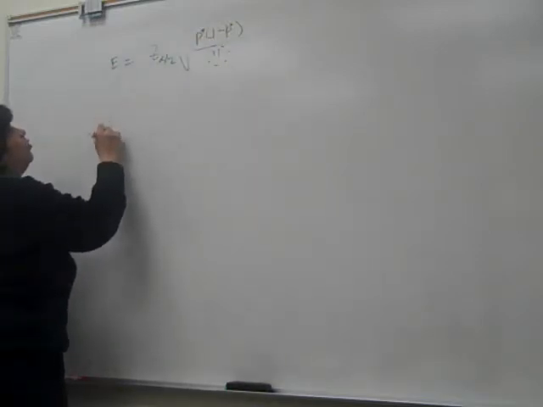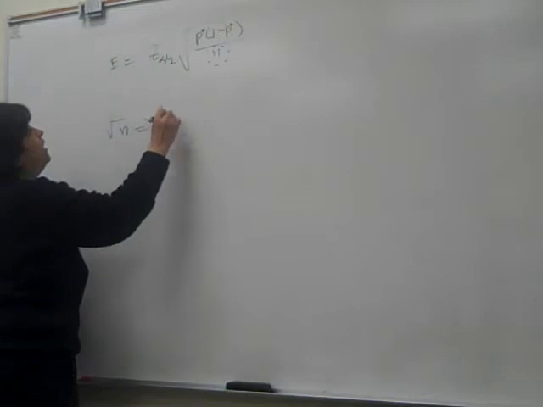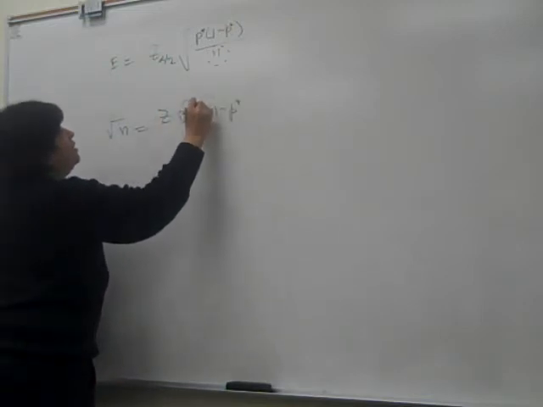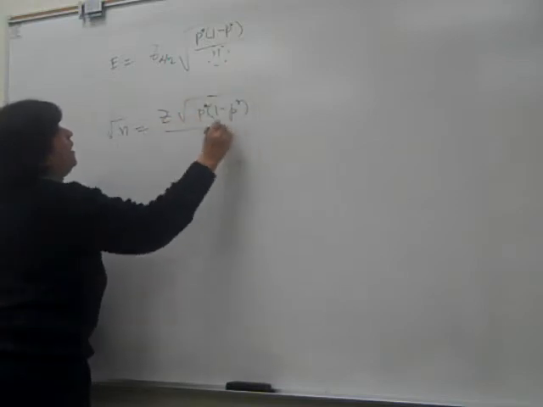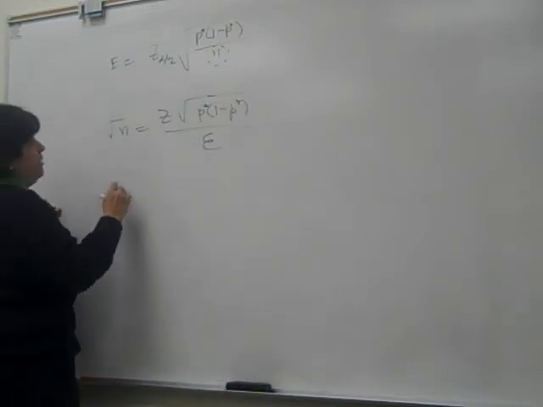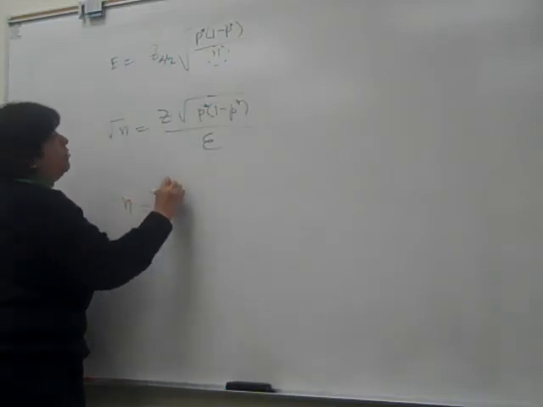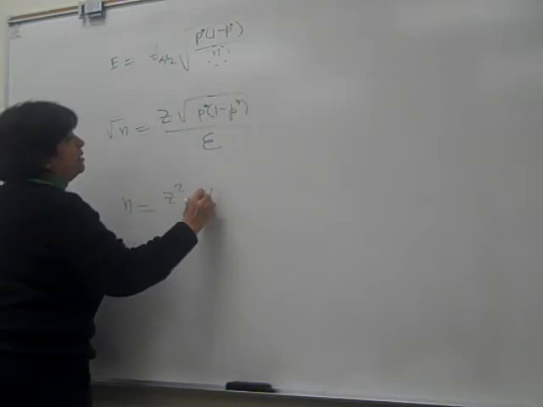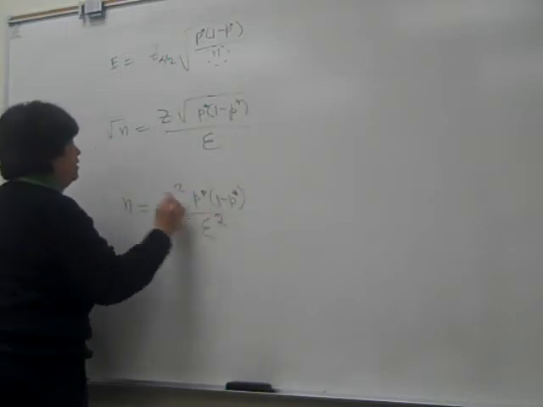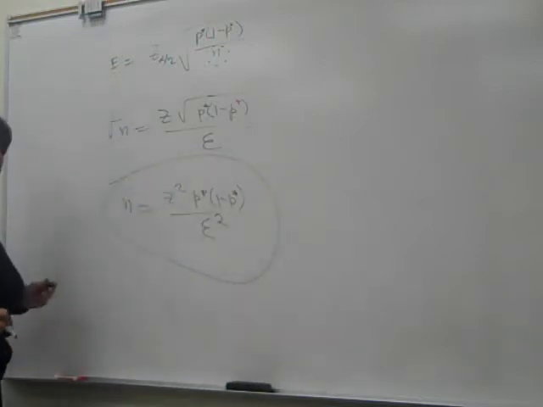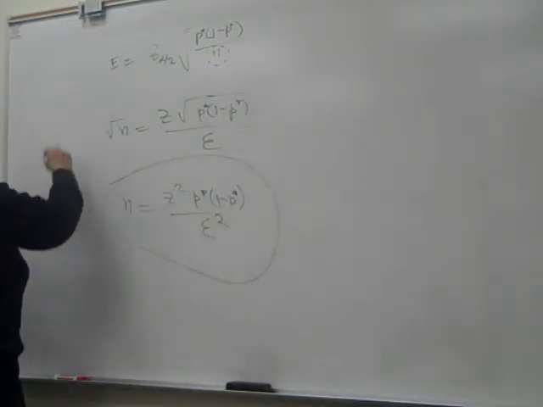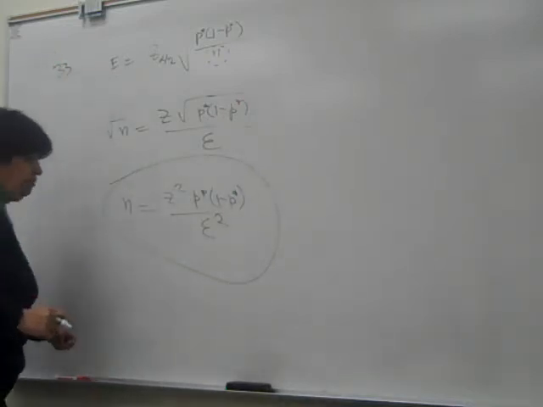So the square root of n is equal to z times the square root of p star times 1 minus p star, divided by e, or the error. Okay? I square everything. It says n is equal to z squared times p star times 1 minus p star divided by e squared. This is the formula. Okay? That's it. This is the formula that we have to use. So let's do example 33.